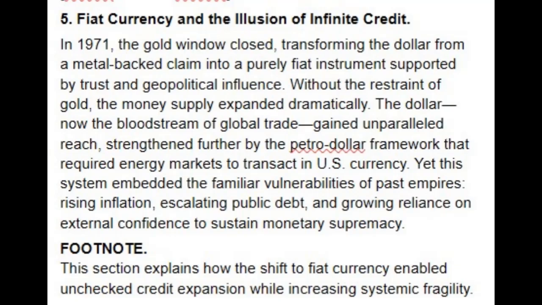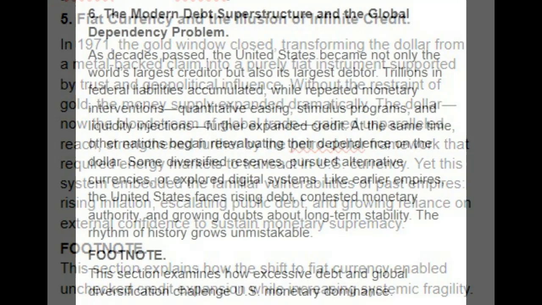The dollar, now the bloodstream of global trade, gained unparalleled reach, strengthened further by the petrodollar framework that required energy markets to transact in U.S. currency. Yet this system embedded the familiar vulnerabilities of past empires: rising inflation, escalating public debt, and growing reliance on external confidence to sustain monetary supremacy. Footnote: this section explains how the shift to fiat currency enabled unchecked credit expansion while increasing systemic fragility.